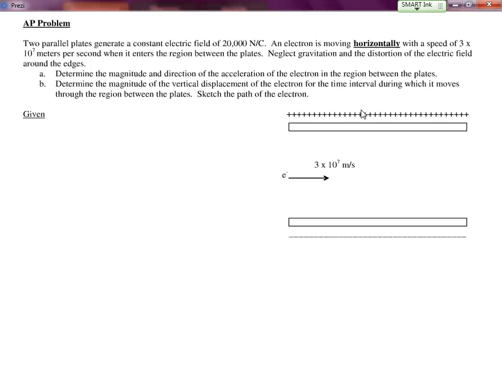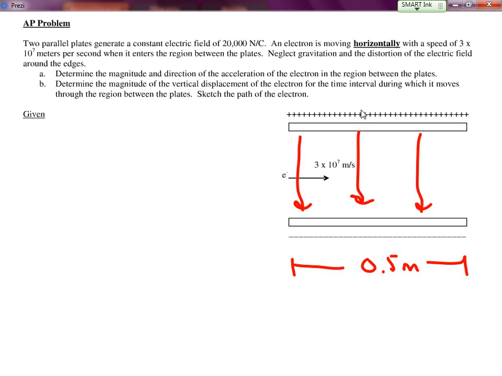So over here, I think the only information I accidentally left out was that the distance between the plates was 0.5 meters. Okay, we have an electron shot at an incredibly high speed of 3 times 10 to the 7th meters per second. There's an electric field inside with a strength of 20,000 newtons per coulomb. They say to neglect gravity, and we'll explain why later on.